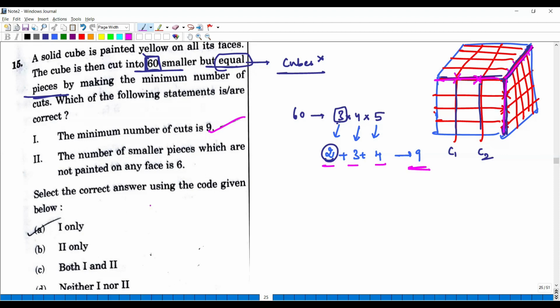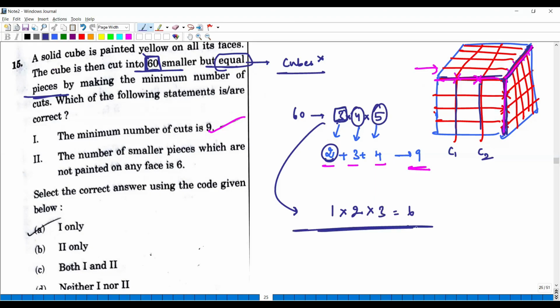The number of smaller pieces which are not painted on any of the faces. All you need to do is remove the top layer. If I remove the top layer, you subtract 2 from each dimension. So 3 minus 2 is 1, 4 minus 2 is 2, 5 minus 2 is 3. So there are 6 cubes which are inside, which are completely colorless.